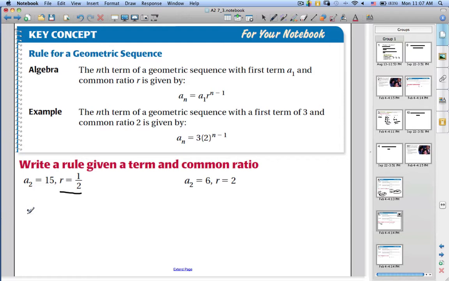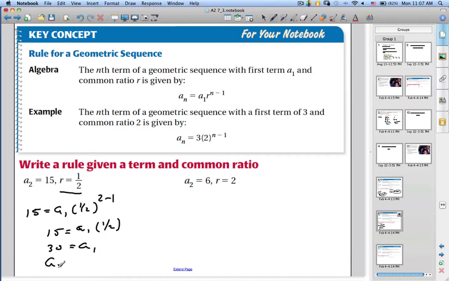So I know that 15 is a sub n, and n is 2. So I don't know the first term, but I'm going to find it. I know that my common ratio is 1/2, and in this case, when n was 2, a sub n was 15. So a sub 2 is 15. The 2 goes here, right? This becomes 15 is equal to a sub 1 times 1/2 to the 2 minus 1 power, 1/2. If I multiply both sides of my equation by 2, that gets rid of the 1/2. So I find that a sub 1 is 30.